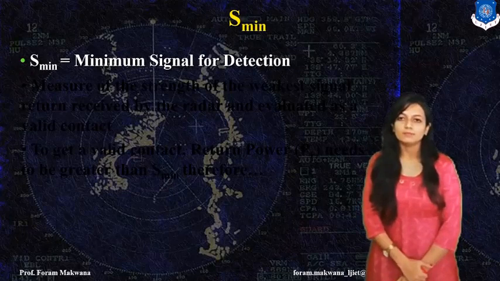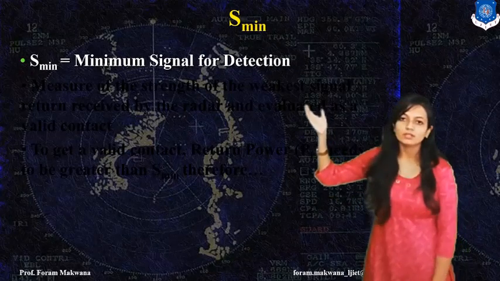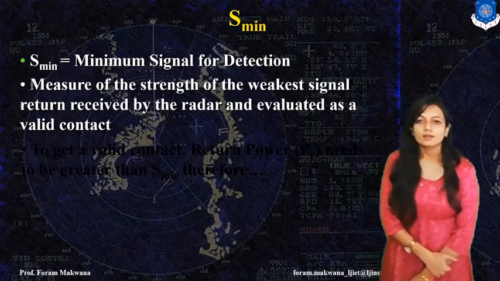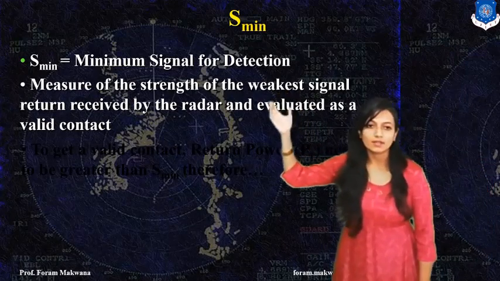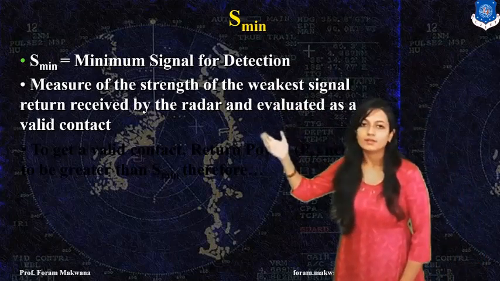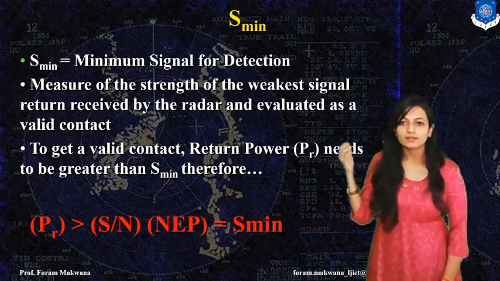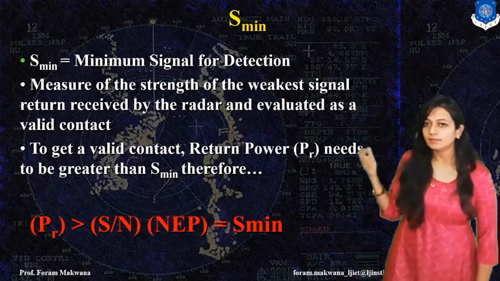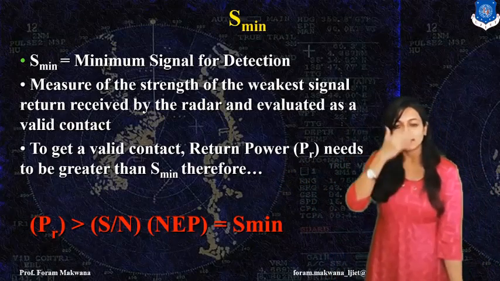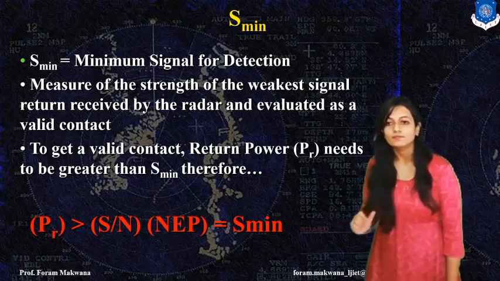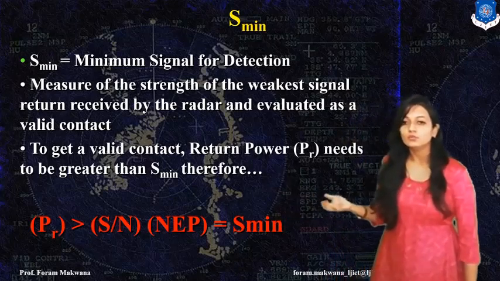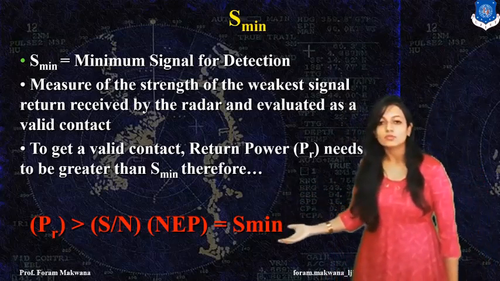Now what is S minimum? S minimum is the minimum signal for detection. That means it measures the strength of the weakest signal which is going to be received by radar from the target. Alright? So to get a valid contact, the return power needs to exceed S minimum. Then only a target is going to be detected. So the received power should be much greater than the signal to noise ratio times the noise equivalent power, that is equal to S minimum.